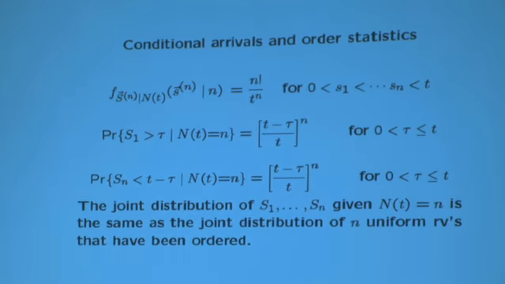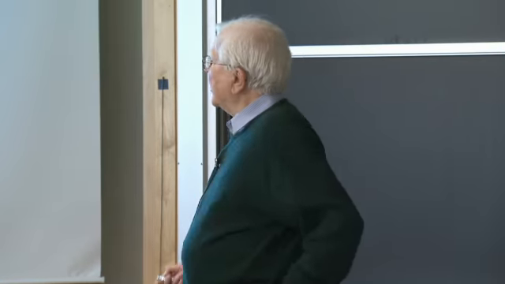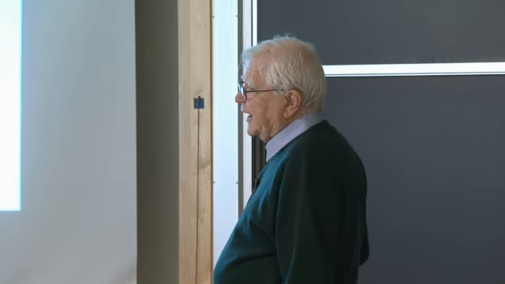We then talked about conditional arrivals and order statistics. The conditional distribution of the n first arrivals, namely S sub 1, S sub 2, up to S sub n, given the number of arrivals N of t, is just n factorial over t to the n. Again, it doesn't depend on where these arrivals are. It's just a function which is independent of each arrival. It's the same kind of conditioning we had before.